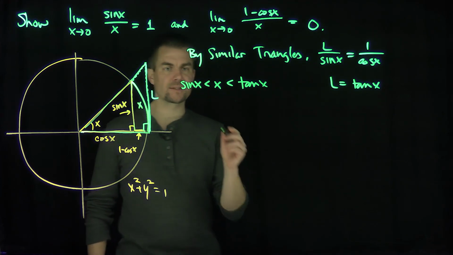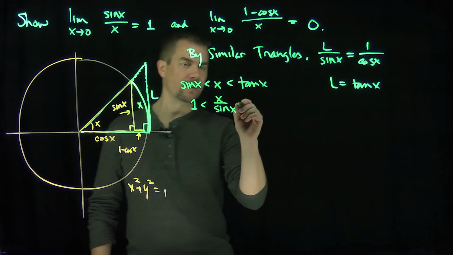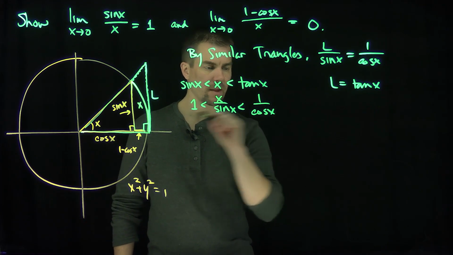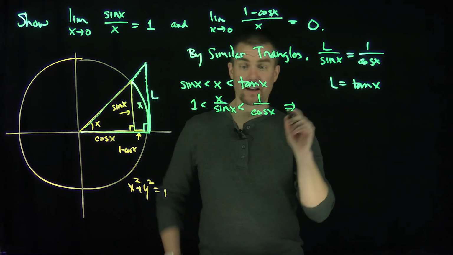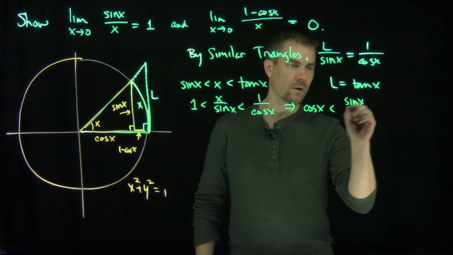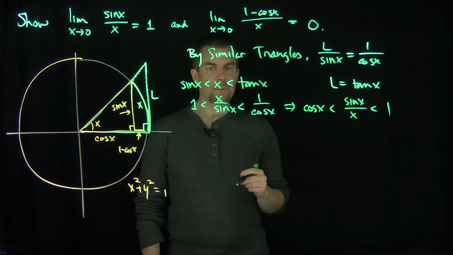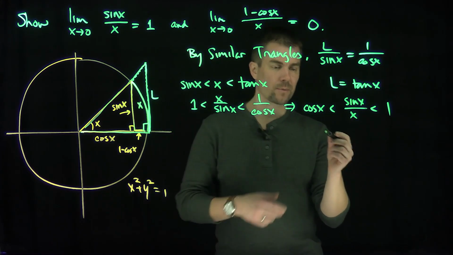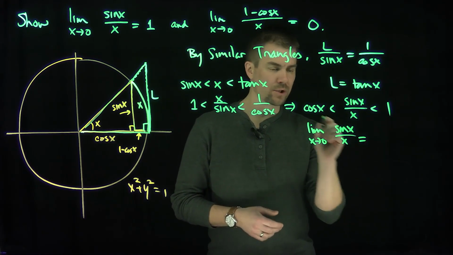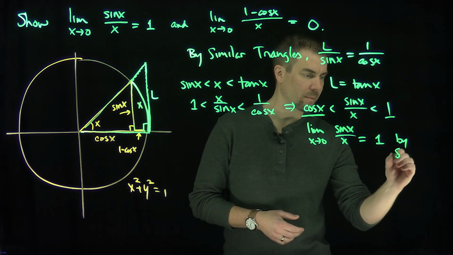Now I'm going to divide everything by sine of x. I get 1 is less than x over sine of x. And if I divide tangent by sine of x, I get 1 over cosine of x. And if I take the reciprocal of this inequality, taking the reciprocal flips the sense of the inequality. I get cosine of x is less than sine x over x is less than 1. Great. And so then as I let x go to 0, I can use the squeeze theorem. The limit as x goes to 0 of sine of x over x is equal to, well, cosine of x is tending to 1, and 1 is tending to 1, so this is equal to 1 by the squeeze theorem.